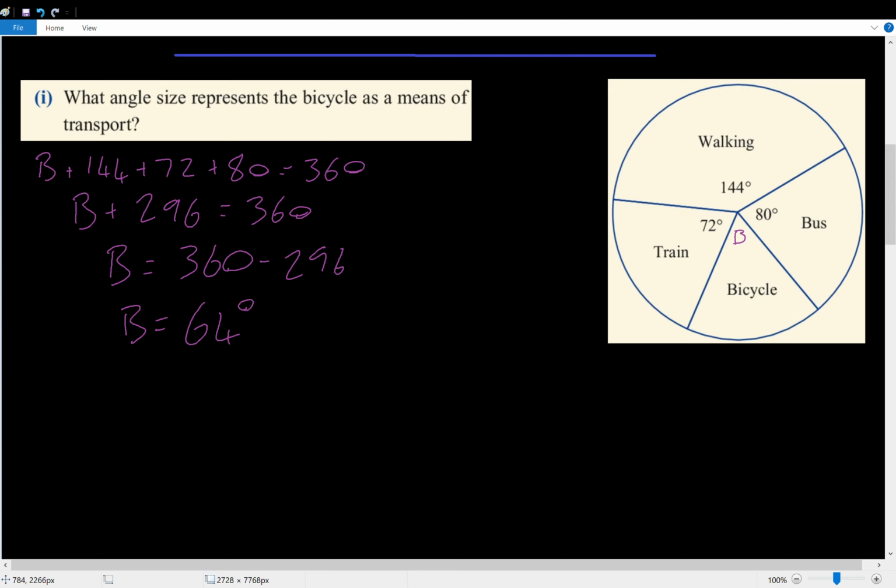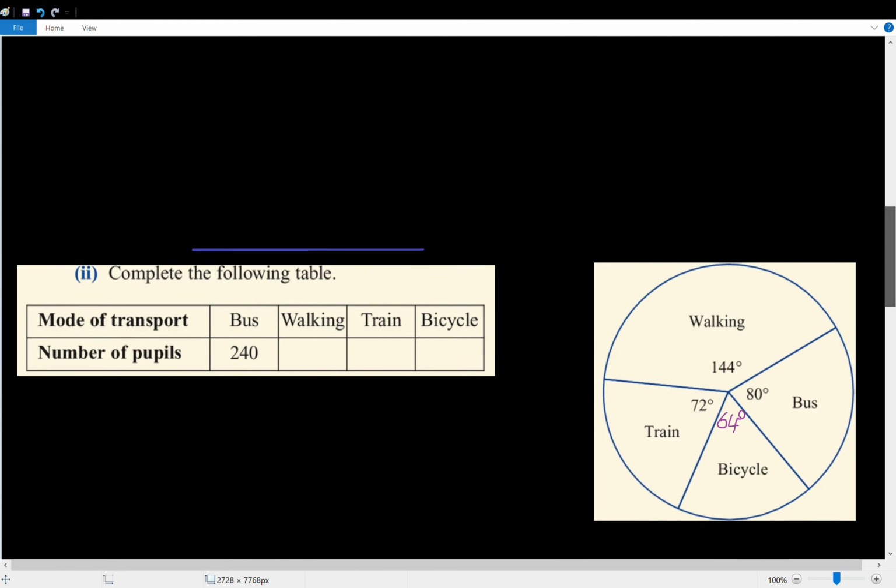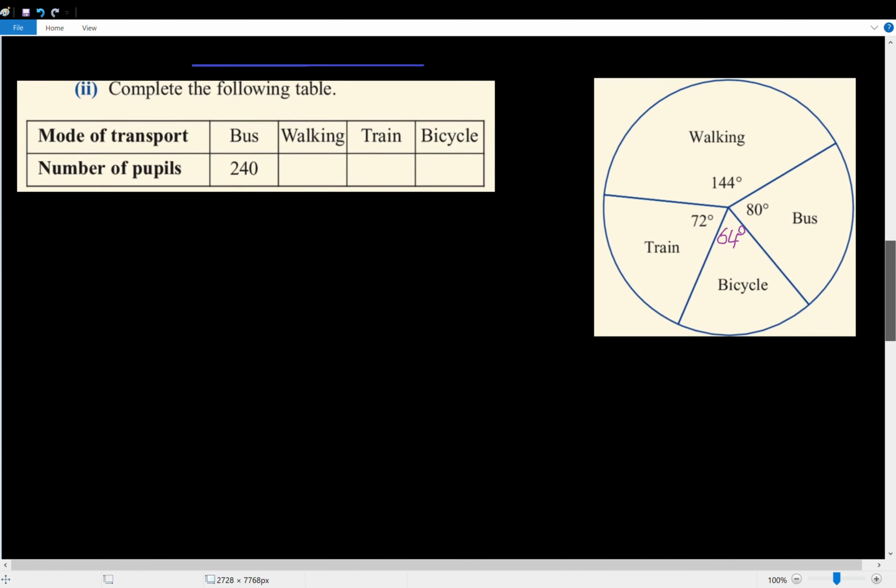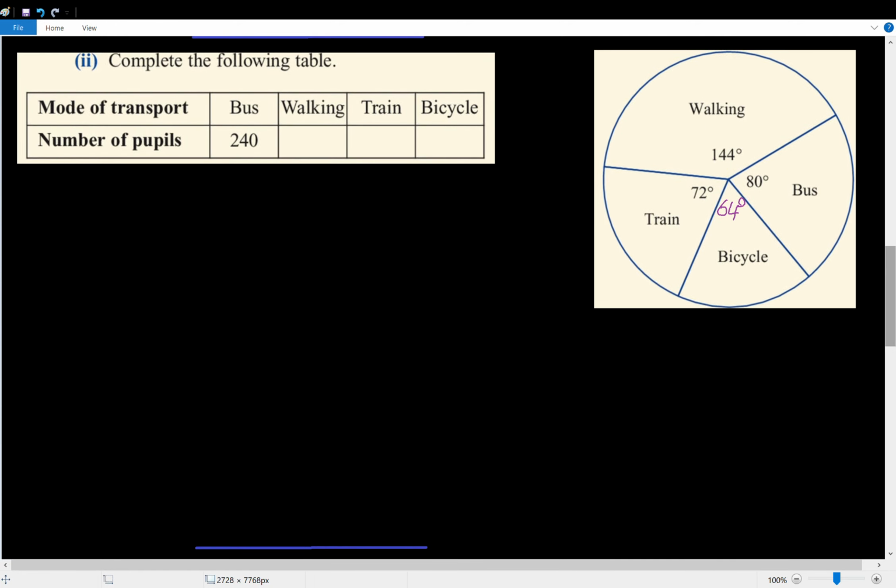So that's our first question done. Relatively straightforward. For the next one, we're asked to complete the following table. So in this case, we're going to have to work back from the proportions that we have to the actual numbers involved. And we'll start by looking at the section for the buses.